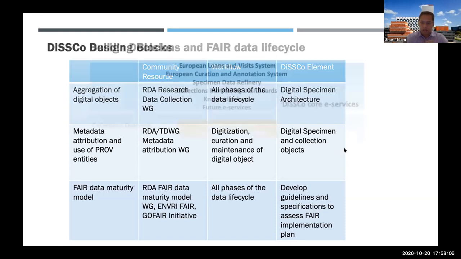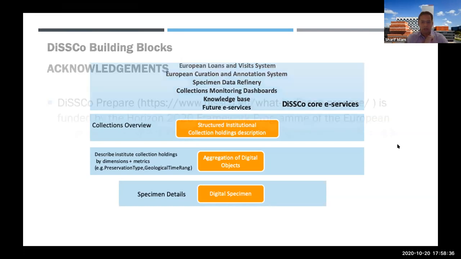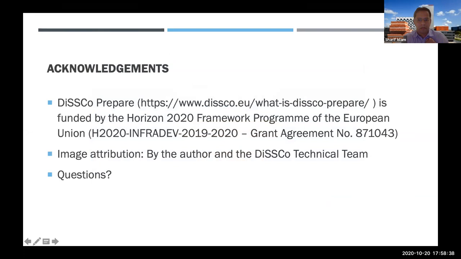So last, we have these building blocks that we are thinking about in our future planning. We start with the physical object. From that, you get the specimen and the specimen details, and then you build on with aggregation of that, with collections and some collection overview and descriptions, and all these elements help us to think about the loans and visit systems, curation system, data refinery, and other future e-services that will be coming along as we progress. So that's the end of my talk. Thank you. And if you have questions, please let me know.